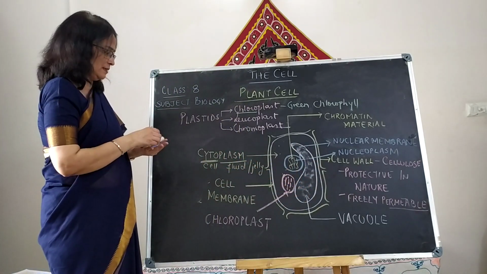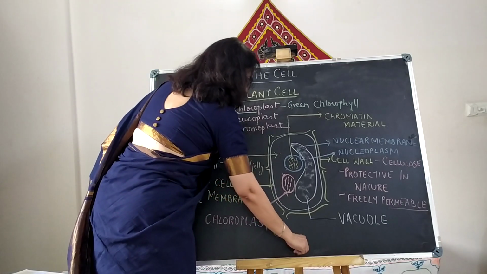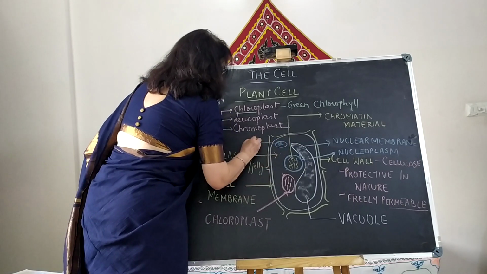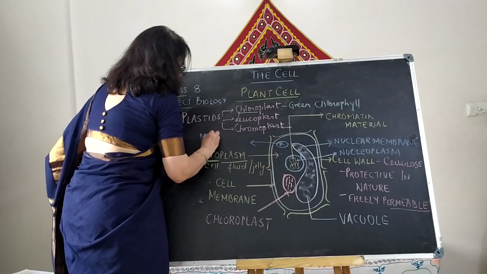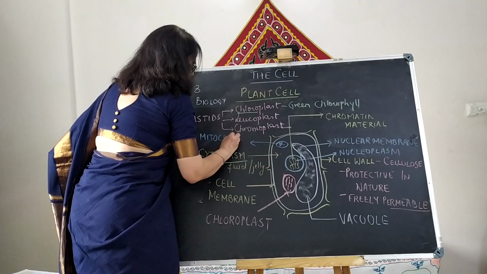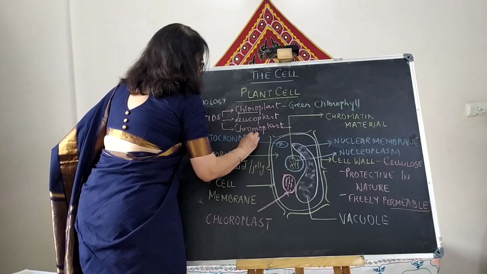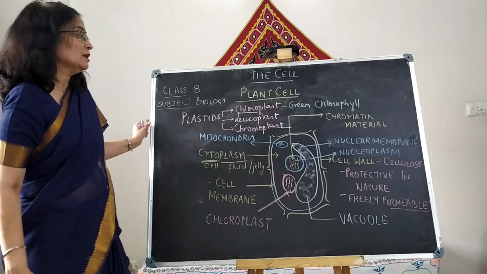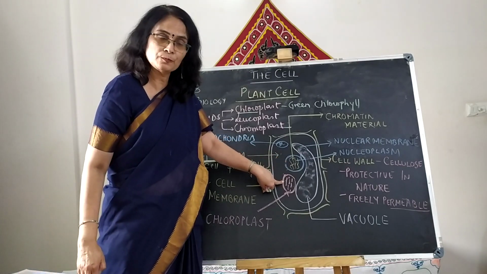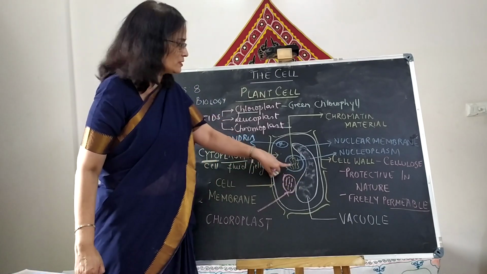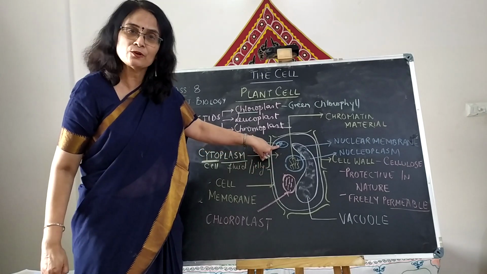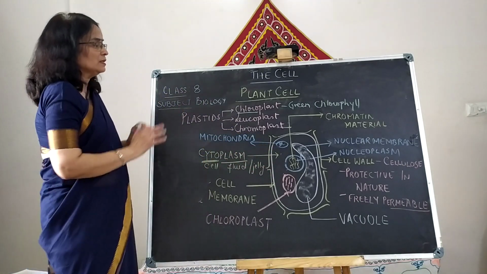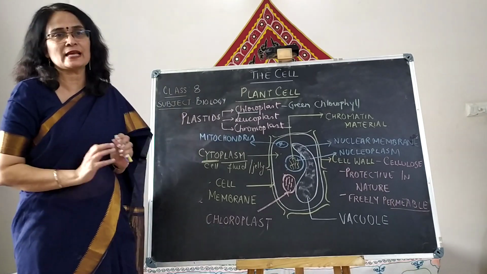Other than that, there are organelles like mitochondria. I'm going to draw it, although we are not going to discuss much about mitochondria. So mitochondria is there, nucleus, chloroplast, big vacuoles, cytoplasm, mitochondria, which is actually going to provide energy to the cell. This is a typical plant cell.